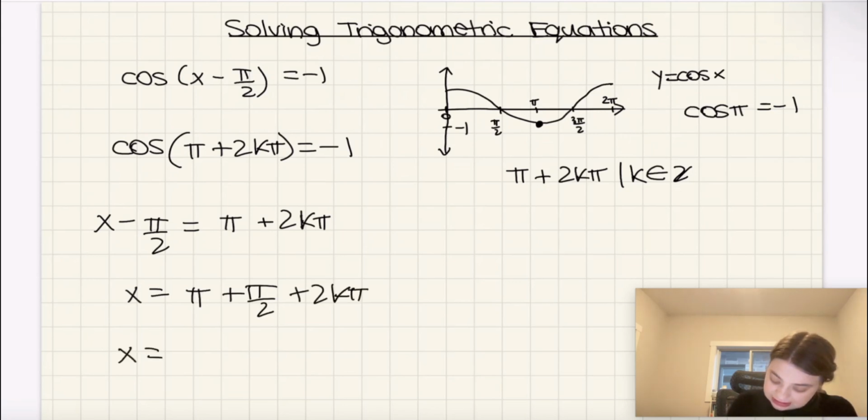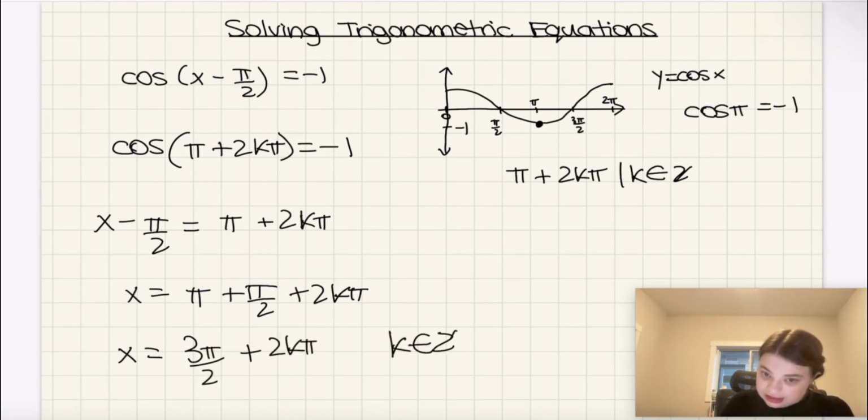That means x is equal to 3 pi over 2 plus 2k pi, where k is an integer. And there we have it.